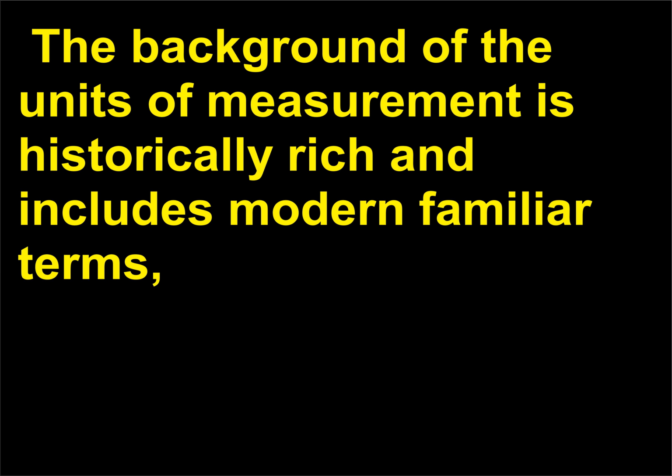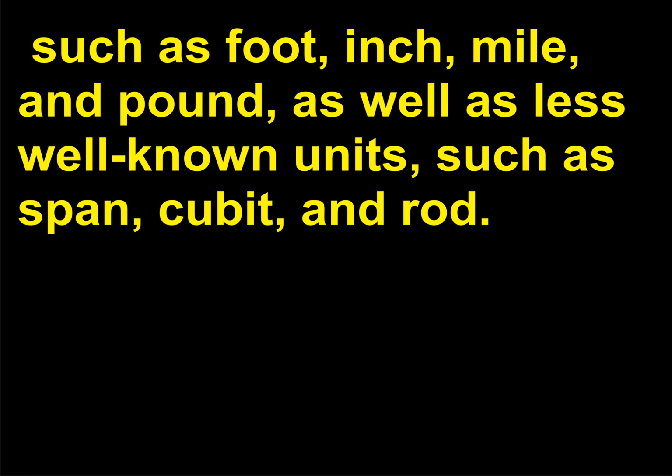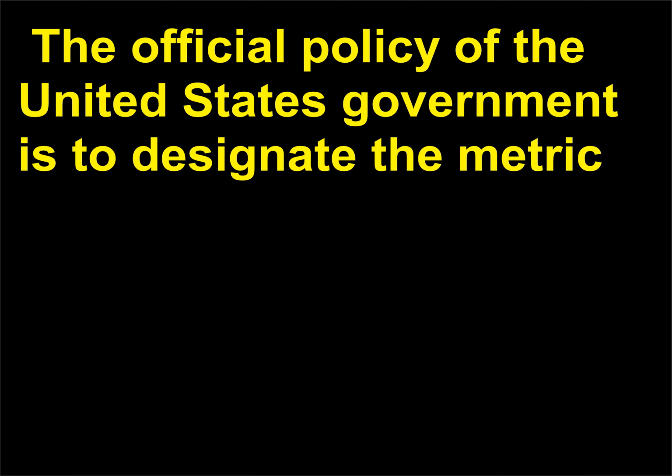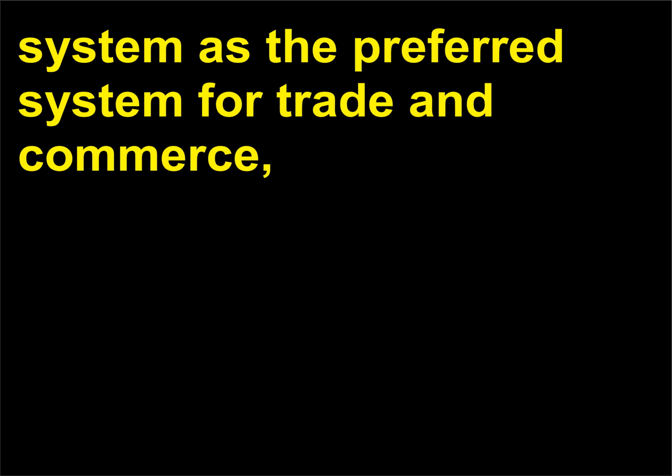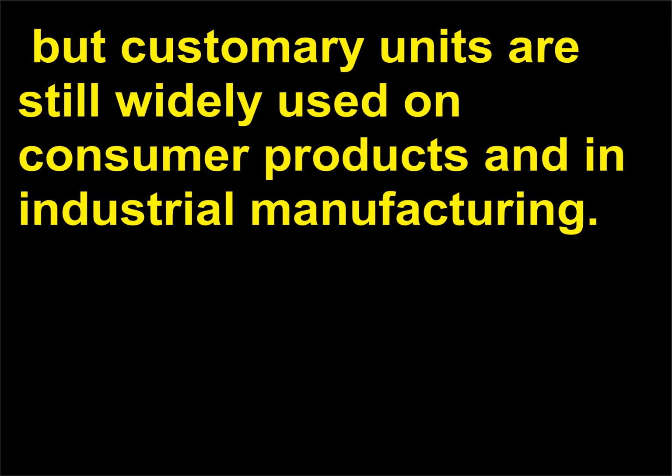The background of the units of measurement is historically rich and includes modern familiar terms, such as foot, inch, mile, and pound, as well as less well-known units, such as span, cubit, and rod. The official policy of the United States government is to designate the metric system as the preferred system for trade and commerce. But customary units are still widely used on consumer products and in industrial manufacturing.